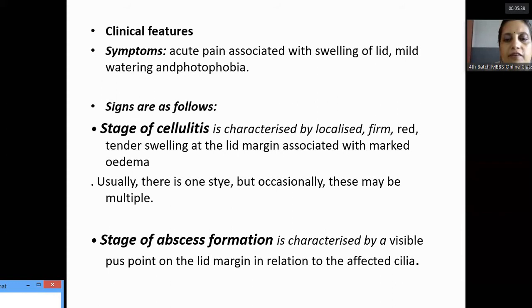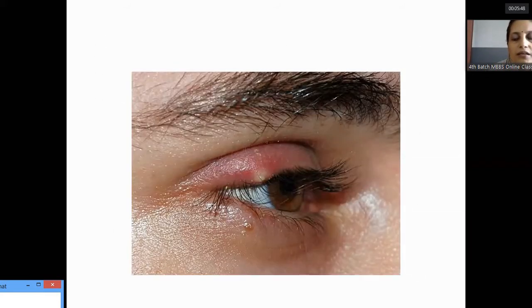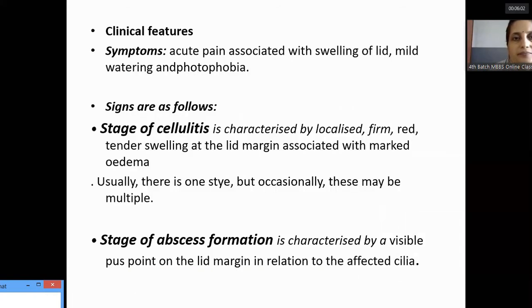The stage of abscess formation is characterized by a visible pus point on the lid margin in relation to the affected cilia. So you can see the pus point over here. Sometimes this pus point may not be there, and only the inflamed area can be there at the tip or at the lid margin. So these can be both stages of the stye.